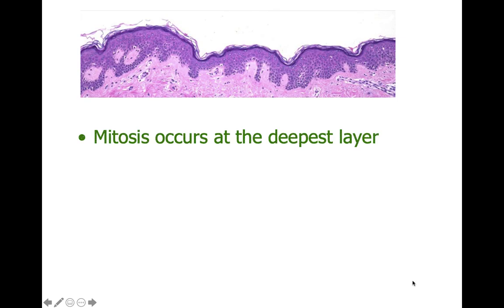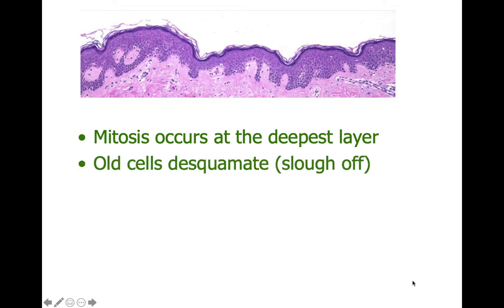Mitosis, or cell division, is going to occur at the deepest layer of the epidermis. Old cells are going to desquamate or slough off. The old cells are towards the top of this photomicrograph. Those are the ones that we mentioned look flaky earlier. They're just going to kind of fall off to allow the underlying cells to be protected.